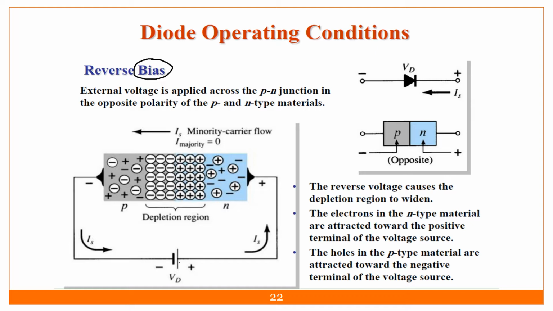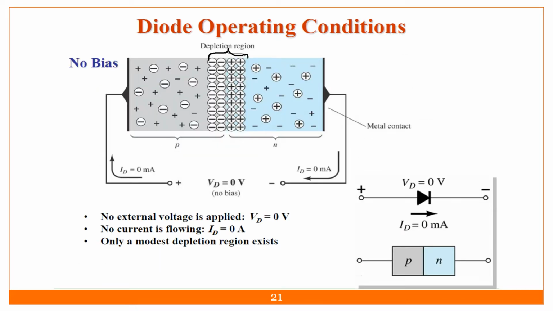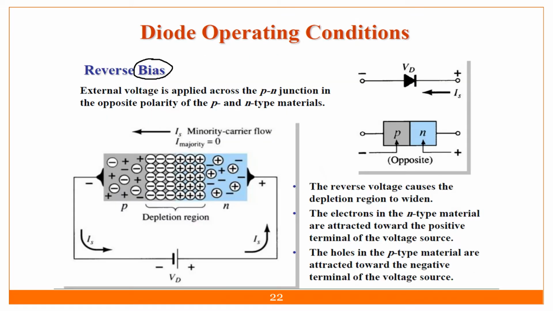So in the reverse bias condition, what will happen? We are connecting the negative terminal to the P type and the positive terminal to the N type. Here we know there are holes, but the minority charge carriers are the electrons. So electrons will get attracted to this side because we have positive potential over here, and holes will get attracted to this side, and they form the junction. This junction is wider than in the previous case, so this width will increase.